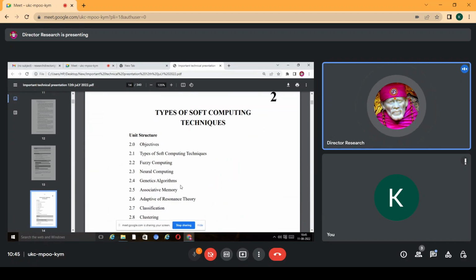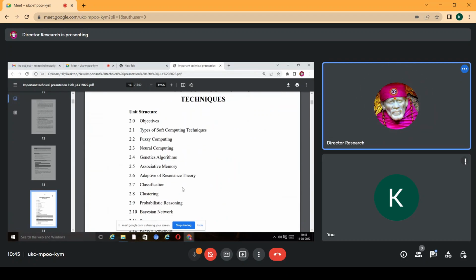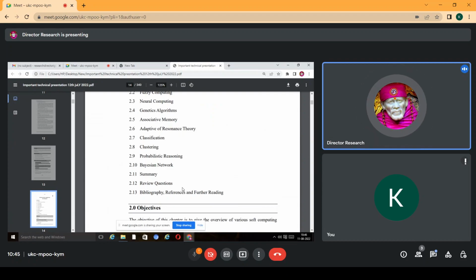Coming to types of soft computing techniques, what are the objectives, types of soft computing techniques: fuzzy computing, neural computing, genetic algorithm, associative memory, adaptive resonance theory, classification, clustering, probabilistic reasoning, Bayesian network, summary.